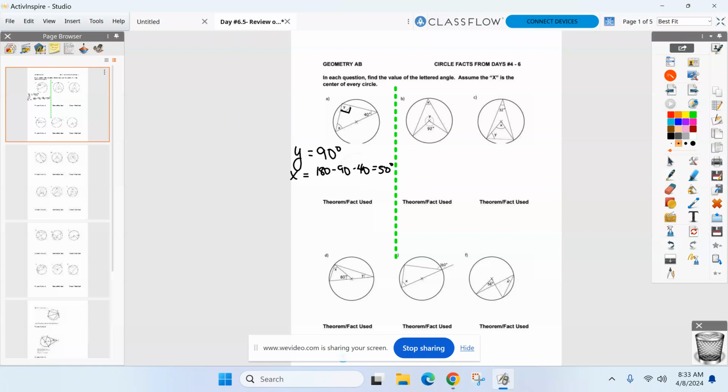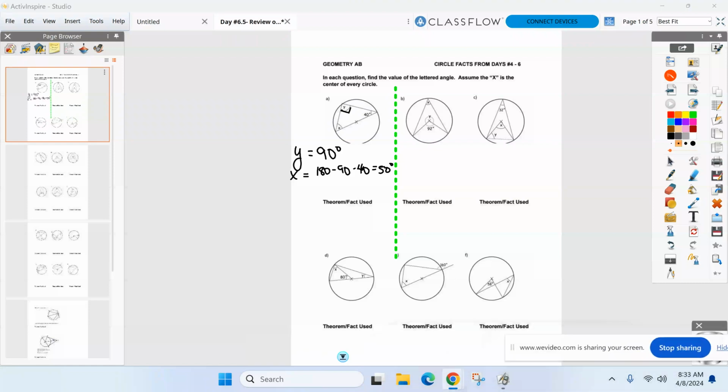I do want to write the fact, or facts, that we used every time, because those are going to go into our proofs once everybody gets back tomorrow, and you'll start remembering them easier if you write them down all the time. So here you go. How did we get angle Y to be 90?